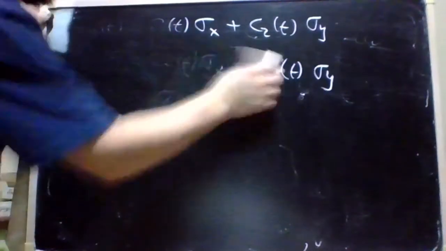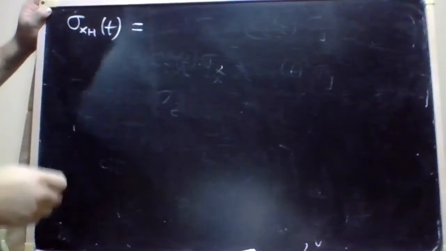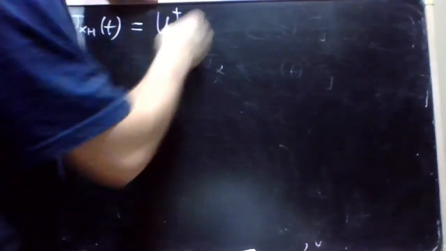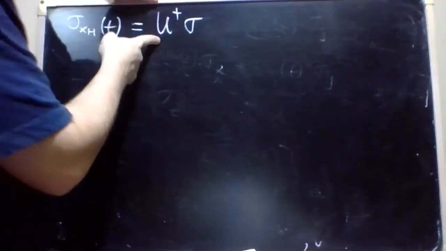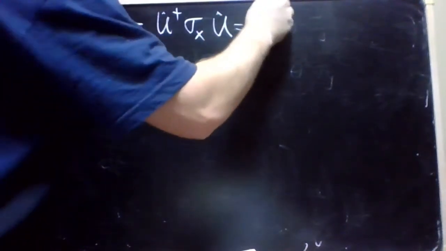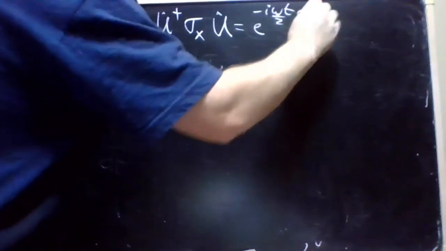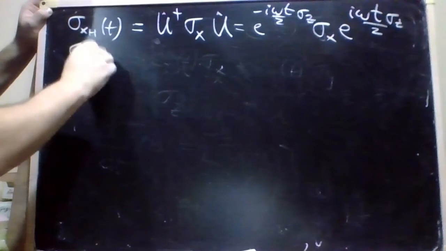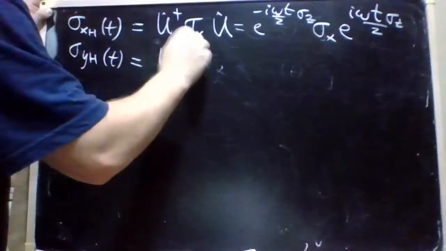Because in this case, we already worked out the problem. So sigma x for Heisenberg evolving over time is just U dagger, the transpose conjugate, which is the inverse in this case because it's a unitary operator, times sigma x times the evolution operator U here, and you'll find out this is just e to the minus i omega t over 2 sigma z, sigma x, e to the i omega t sigma z over 2. Sigma y for Heisenberg evolving in time.